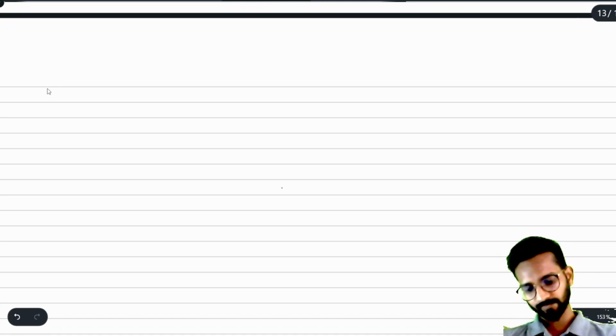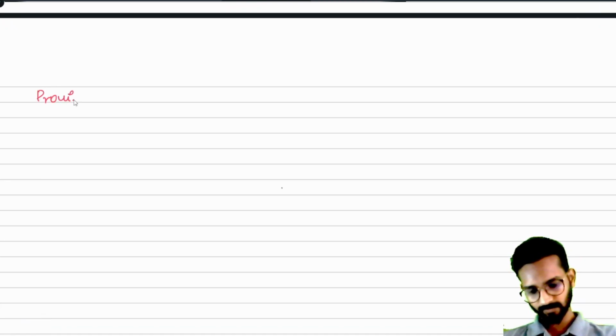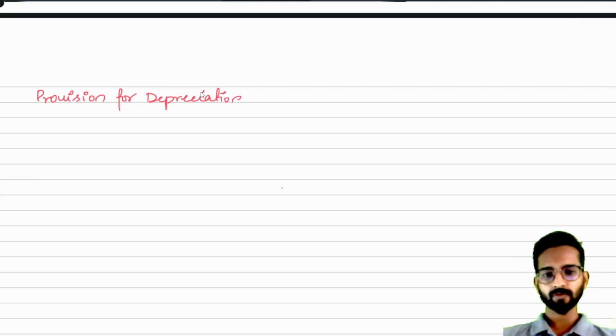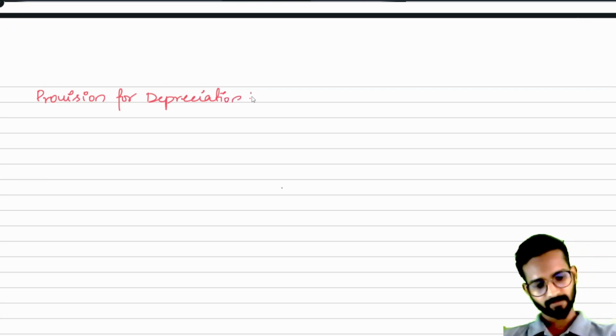Now, provision for depreciation. I will show you two points of view of charging the depreciation. Okay, please focus. See, suppose there is a machinery, we purchased it for say 1 lakh rupees.